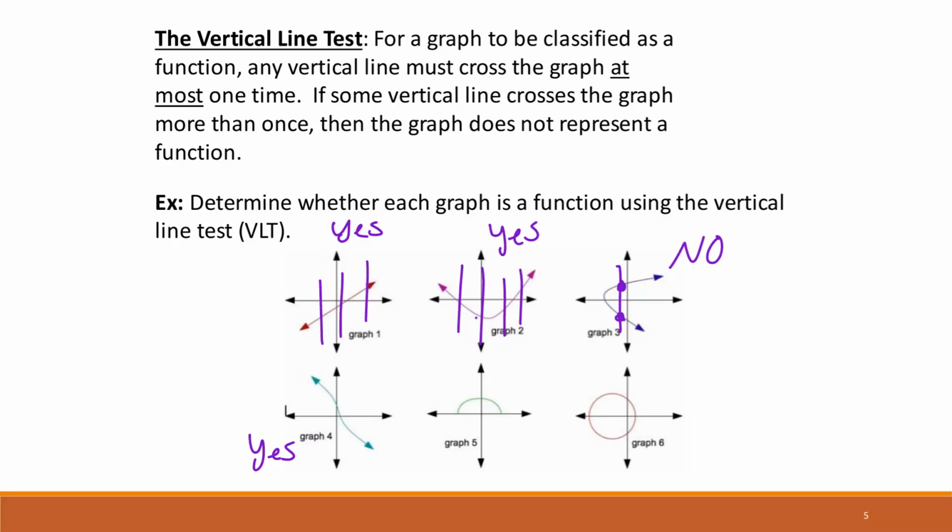This is a function because it doesn't curve back on itself. It has a curve to it, but it doesn't curve back on itself. This is a function because, again, I'm moving from left to right. But here, this last one is not a function. And again, it's because I can mark two distinct points on a vertical line.